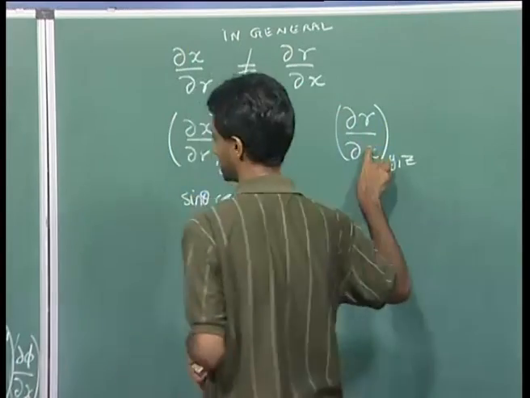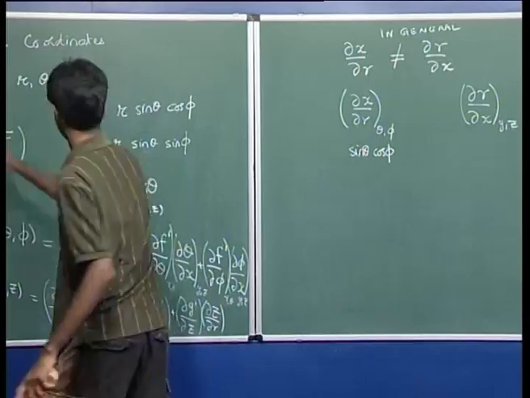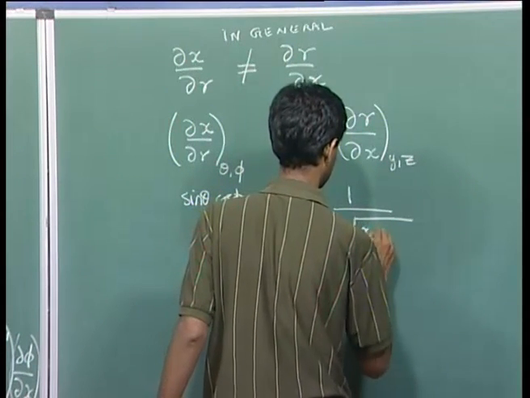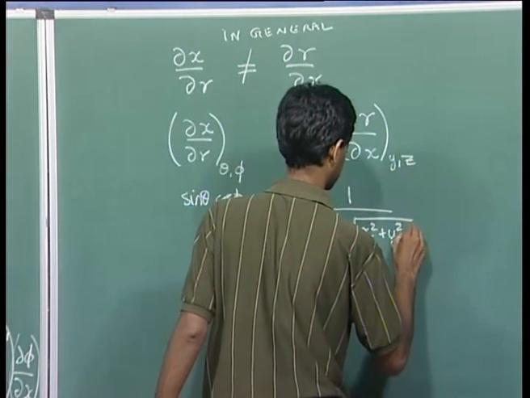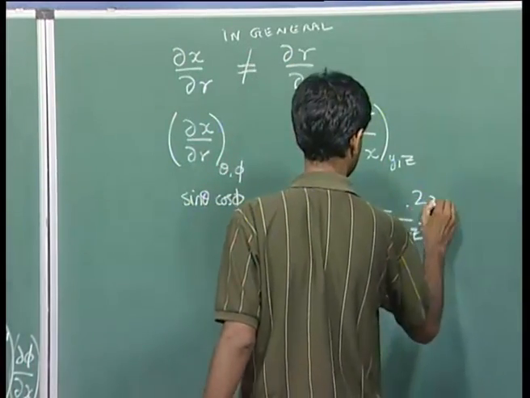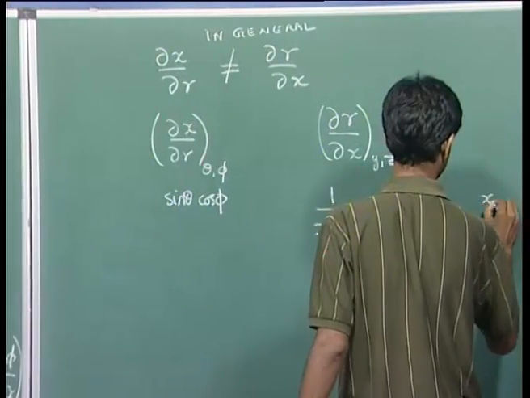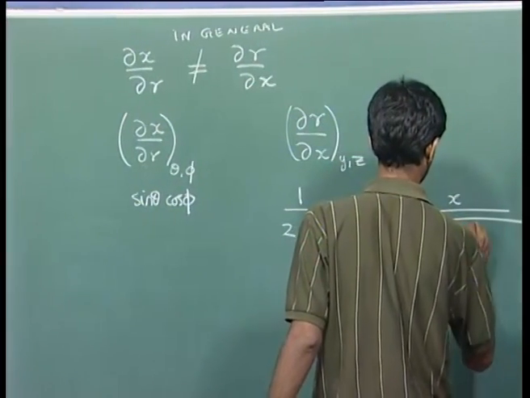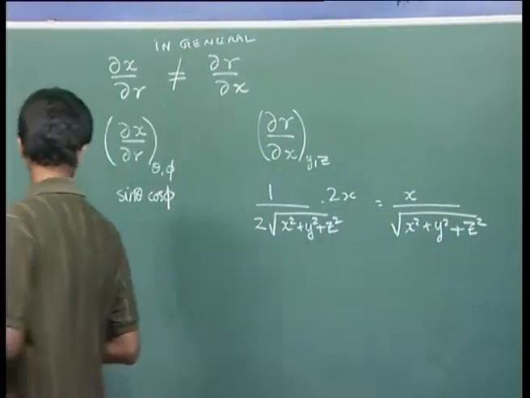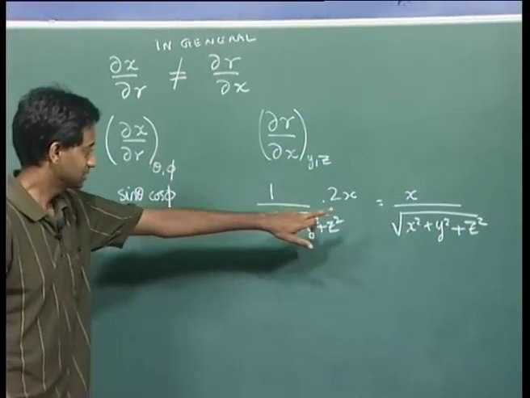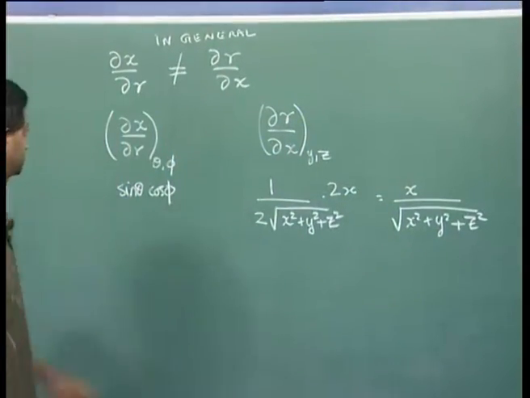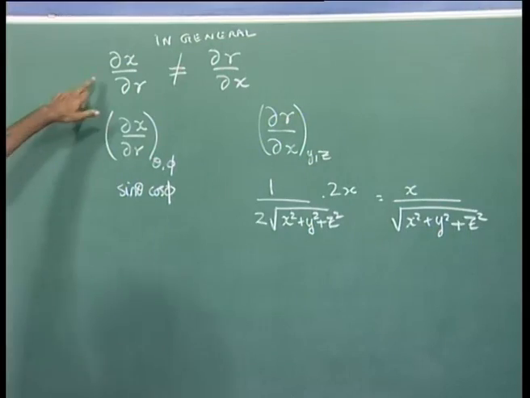In this case, ∂r/∂x, if you use this relation, you will get 1 over 2 square root of x² + y² + z², and you will get a 2x. So you will just get x divided by the square root of x² + y² + z². And the confusing part is that in this special case, these two seem to have the same value, because this is x by r, which is sin θ cos φ. So in general, this is not true.